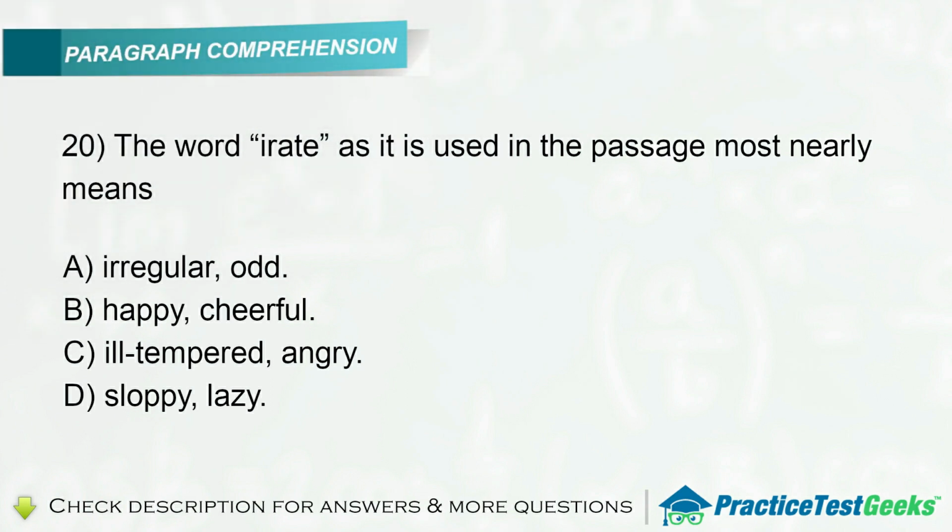Question 20. The word irate, as it is used in the passage, most nearly means A. Irregular, odd. B. Happy, cheerful. C. Ill-tempered, angry. D. Sloppy, lazy.